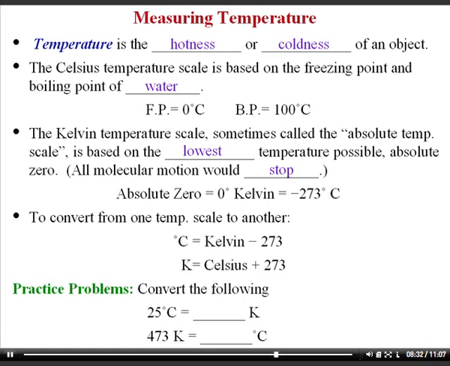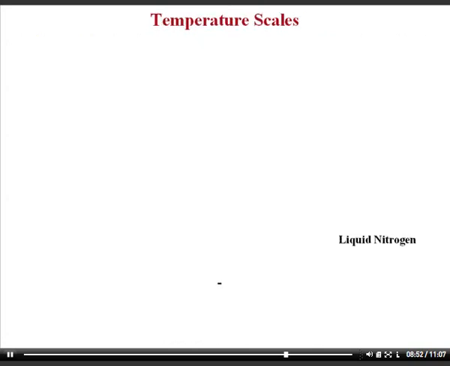The practice problems are very simple. We have Celsius to Kelvin, so you add 273 and you get 298. Going from Kelvin to Celsius, you subtract 273 and you get an answer of 200 degrees Celsius. So that's all I have my students do for measuring temperature, just basically knowing what the Kelvin scale is based on, knowing what the temperature in Celsius is based on, and then converting from one to the other.